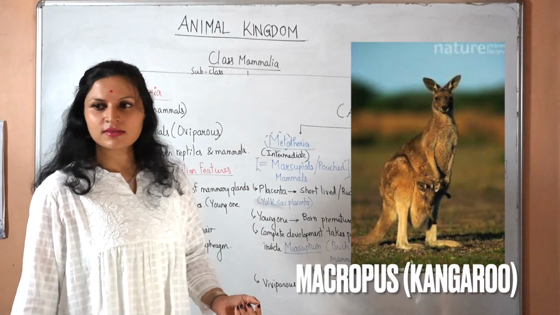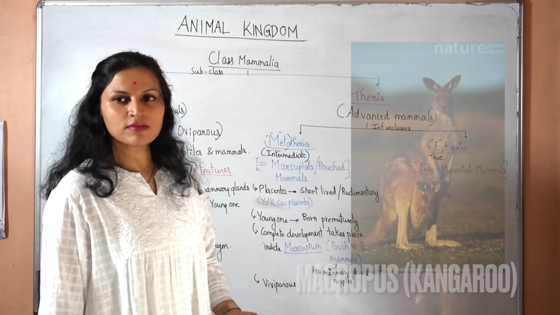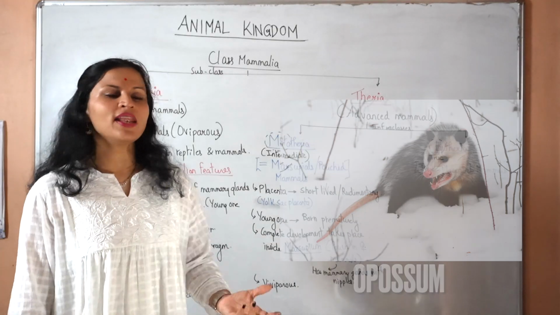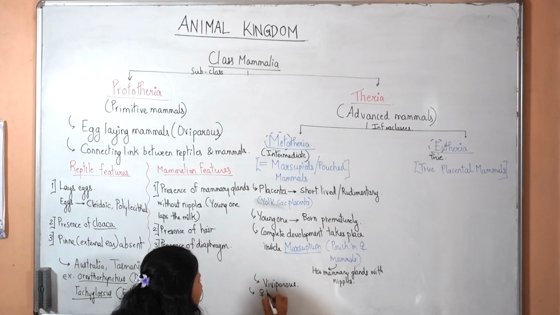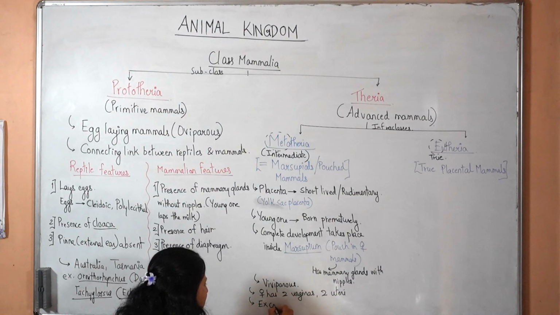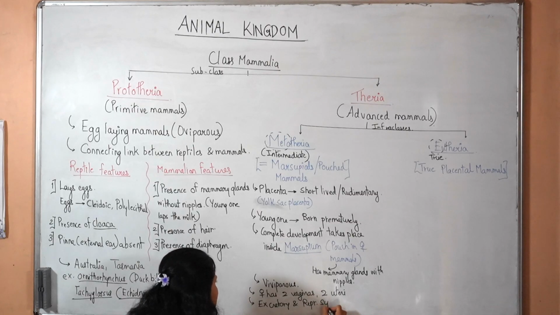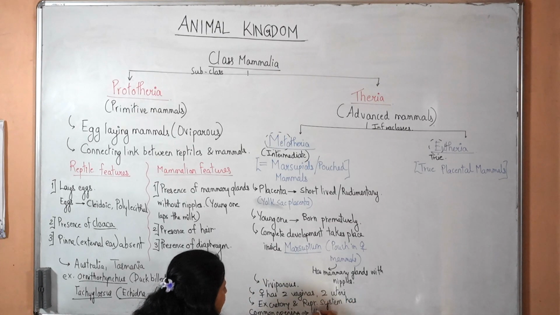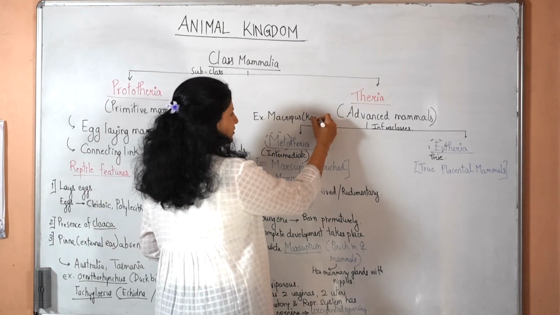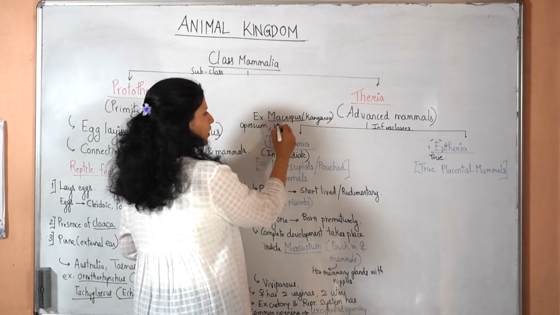Examples: Macropus, that is the kangaroo, then opossum. You know opossum, right? You've seen Ice Age? You should have watched by now. Koala bear is a marsupial. Female has 2 vaginas, 2 uteri, excretory and reproductive system has a common opening which is called the urogenital opening. And the examples: Macropus, kangaroo, opossum, then koala, etc.